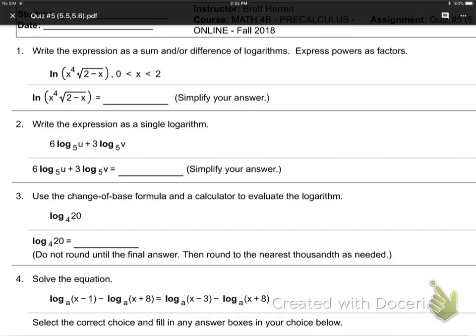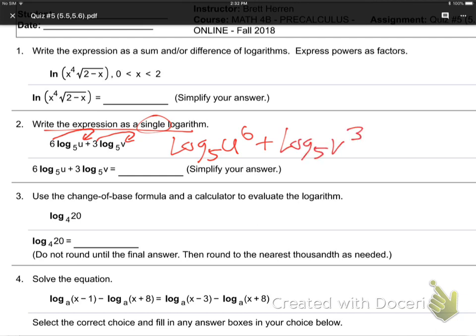So number 2 says write it as a single log. So that means I'm going to make it into one log. So take this power and put that number in the front up in the power. So that's log base 5 of u to the 6th plus, and then that 3, put it up in the power, log base 5 of v to the 3rd. So they're added. 2 logs added becomes 1 log with the arguments multiplied. Right? Harder job for 1 log, multiplication. It was easier adding for 2 logs. There we go. Next one, number 3.